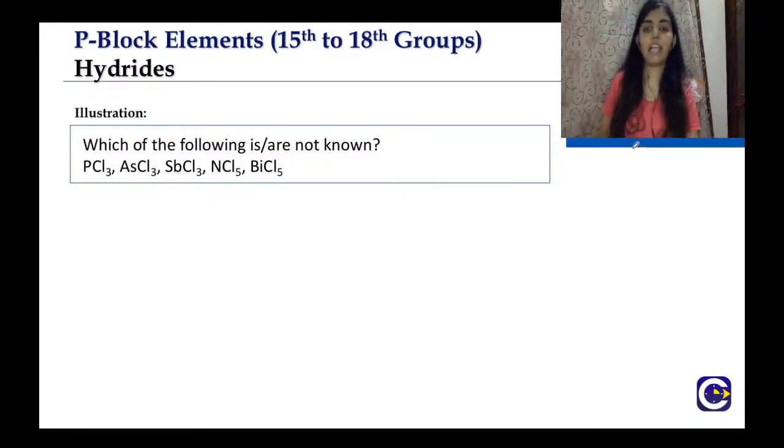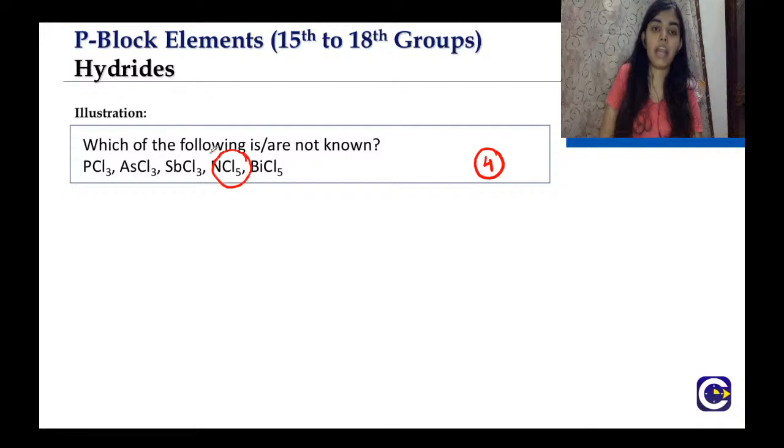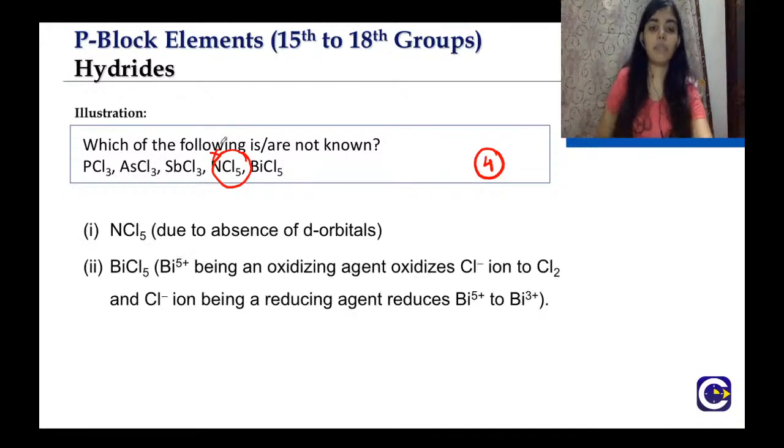I have already explained that the maximum number of bonds that can be formed by nitrogen is only 4. It cannot form 5 bonds, right? So Shivranjani, good, you are correct that NCl5 is not known. But apart from NCl5, there is also a compound BiCl5, right? That is the chloride of bismuth basically, right?